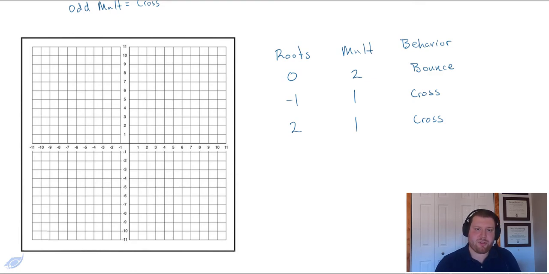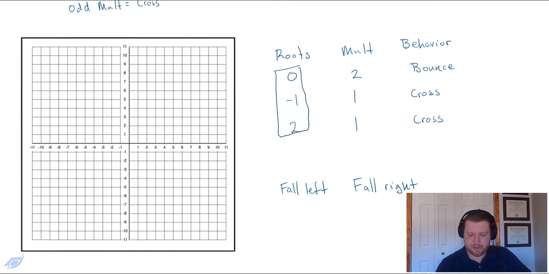And finally, if we think back to the beginning of the video, we found our end behavior. End behavior, we said, is going to fall left and fall right. So that's everything that we need in order to graph this. What I'm going to do now to start graphing it is put points on the x-axis for 0, -1, and 2. So I'm going to go 0, -1, and 2.